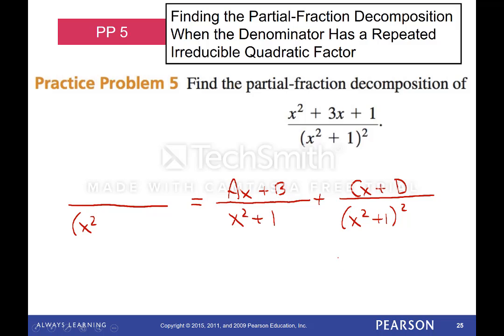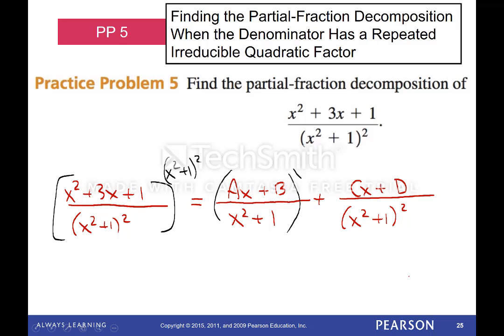All right, let me rewrite the problem over here. The original problem, so therefore we can actually multiply both sides by stuff. So we see it in front of us here. All right, multiply by the common denominator, which is x squared plus 1 squared. The x squared plus 1 being squared over there, and x squared plus 1 being squared over here. So cancel, cancel. Left with x squared plus 3x plus 1.